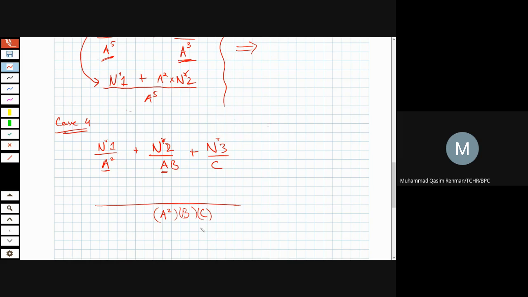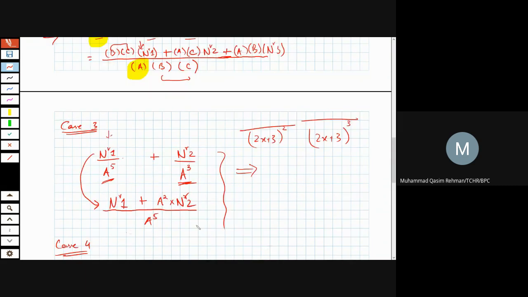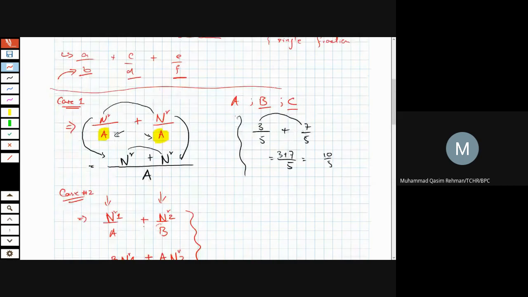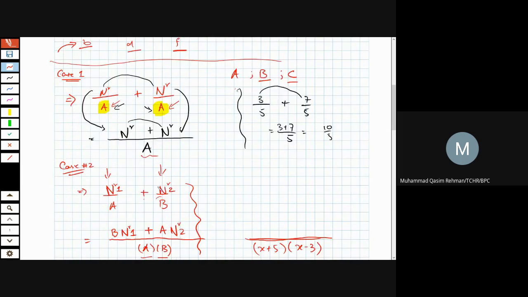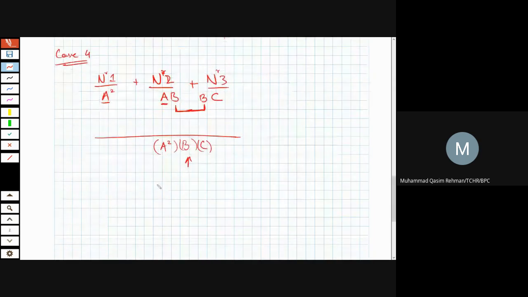Got it? Even if I have the denominator of the third fraction as BC, the case 1 applies. When we have same denominator, we just write it down once. Look at the case 1. This was the case 1. We had A over here, we had A over here, so we just wrote it once. Okay? Any question?